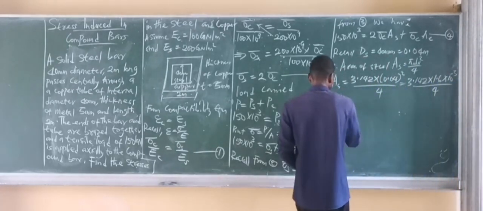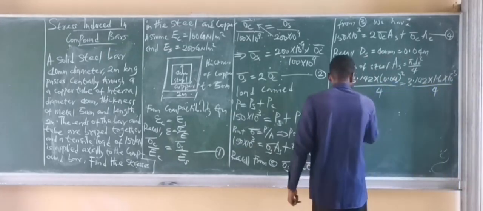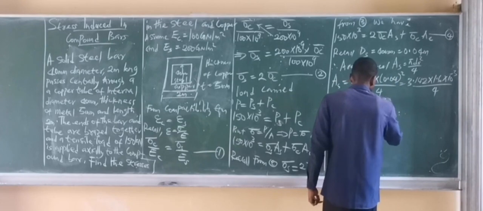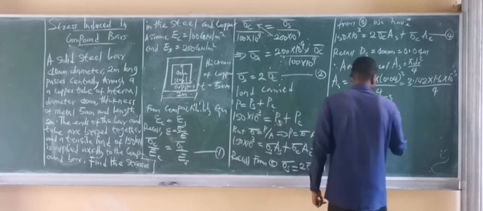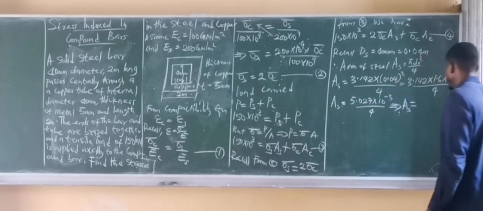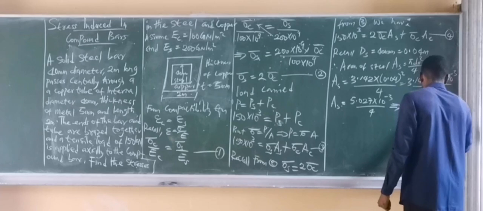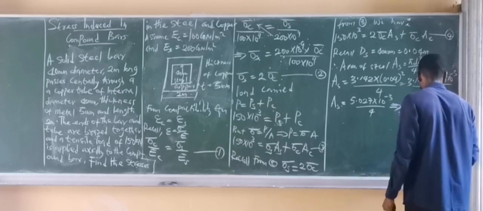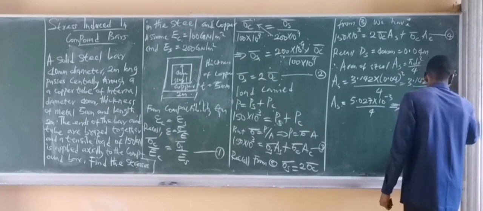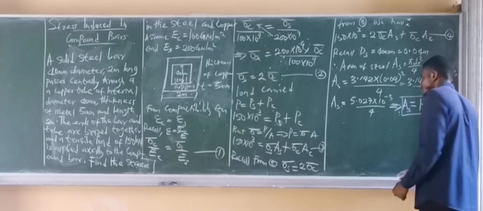Area of steel is equal to 5.0272 times 10 to the power minus 3, divided by 4. So divide the value by 4. You have area of steel to be equal to 1.2568, approximately 1.26. Keep it as times 10 to the power minus 3 meter square. Okay, so we're able to obtain the area of steel.